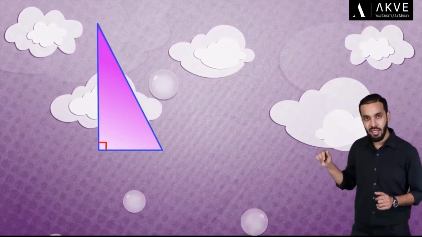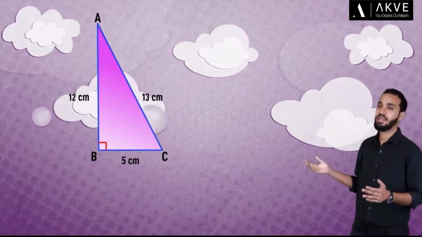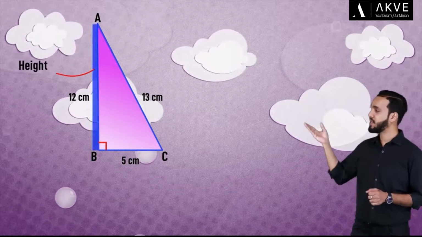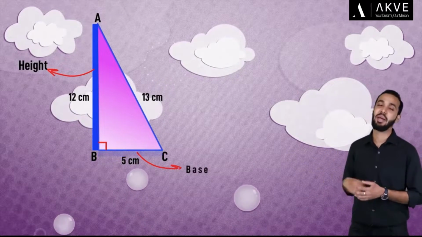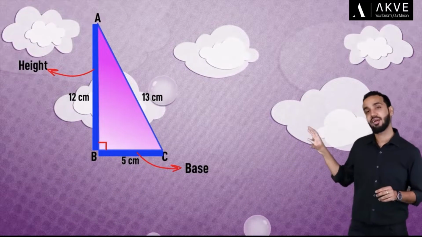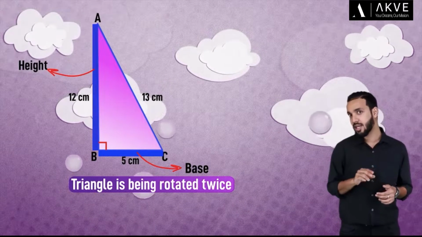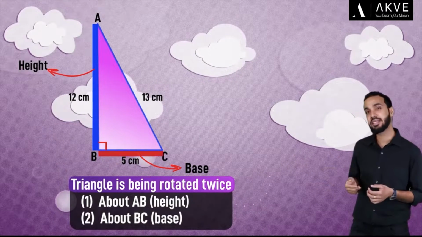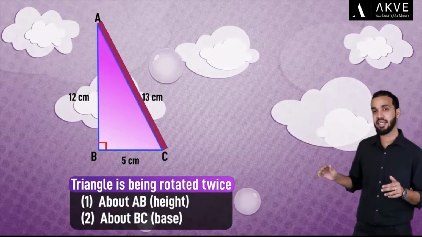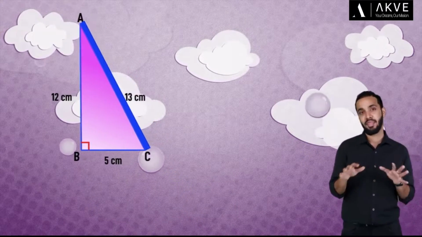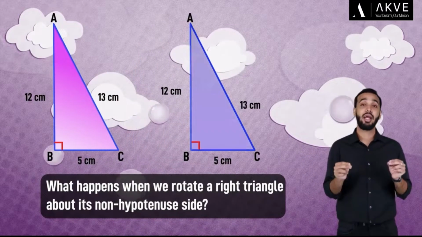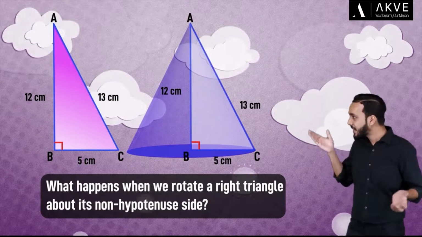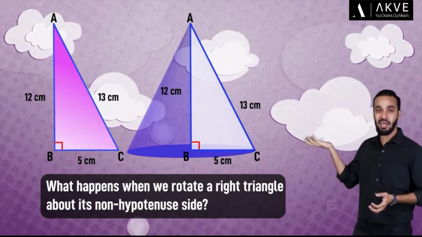As per the question, there's a right triangle ABC with the following measurements. Now, in this orientation, AB happens to be the height and BC the base. So basically, this right triangle is being rotated twice. First about the height AB and then about the base BC. But not about AC, which is its hypotenuse. Now, what happens when we rotate a right triangle about its non-hypotenuse side? We get a right circular cone. We have studied this already, right?